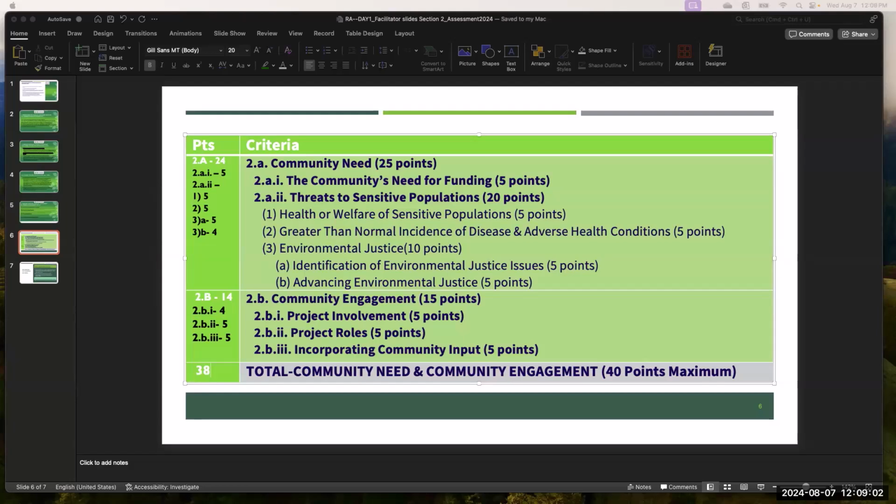For project roles, we gave them 5 out of 5. We thought they clearly defined relevant partner roles, local engagement, health focus, and then for incorporating community input, we gave them 5 out of 5 points there as well.